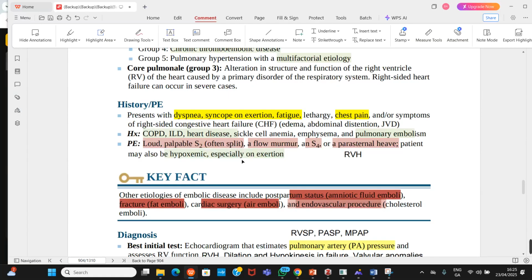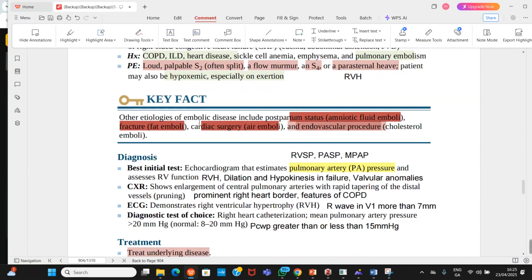So there's going to be a flow murmur, S4 sound. The most important thing to remember here is the loud wide split S2, S4 sound. The reason they have an S4 sound is because of the right ventricular hypertrophy, concentric hypertrophy causing S4. The right ventricular hypertrophy will also cause a parasternal heave. So they're always going to be tired on exertion. Don't forget that.